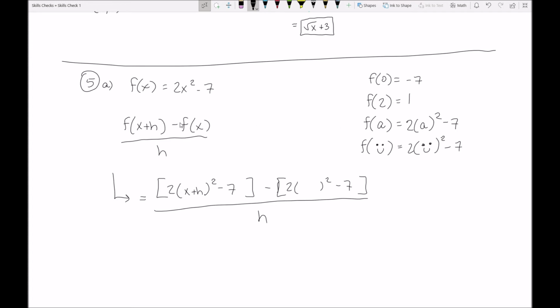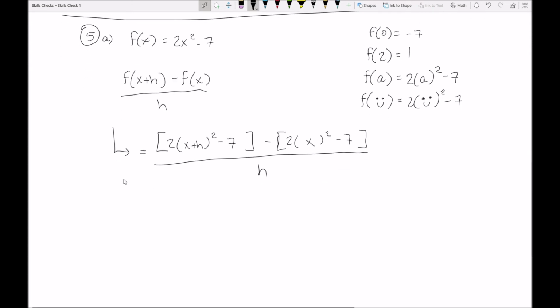Over here I'm asked to go to wherever the variable is and put down x. So I just go, okay, that's it. Now I just have to simplify this up a little bit. So let's see what we come up with here. Obviously, I'm going to have 2 times the quantity x plus h squared minus 7. And I have minus over here a 2x squared minus 7.